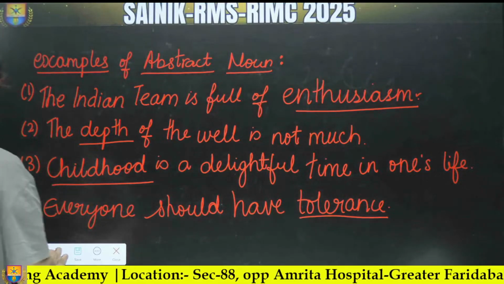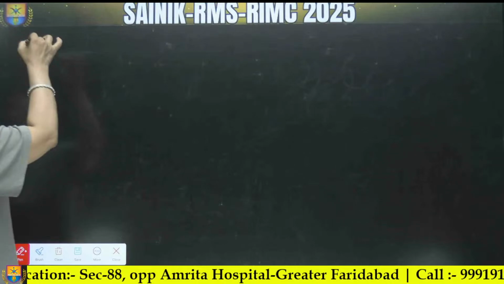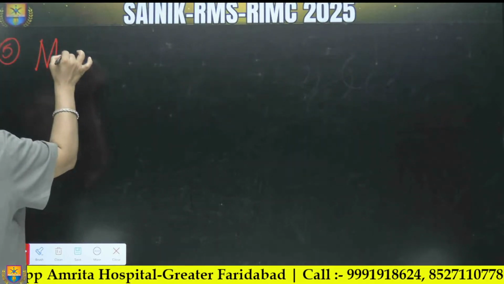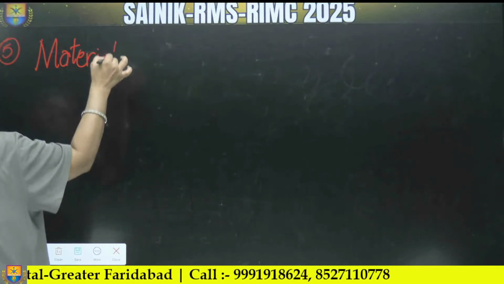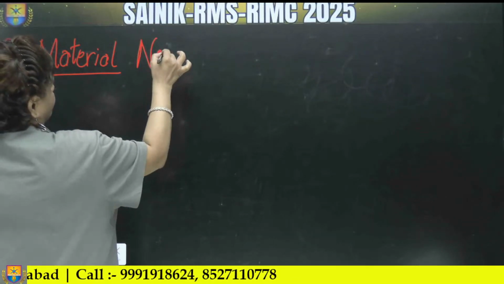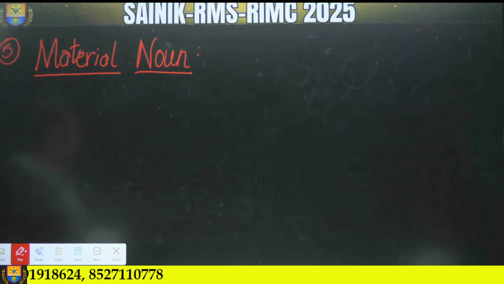Let's go for the next kind of noun. We have number 5, the fifth one, as material noun. Now, what do we understand by material noun?